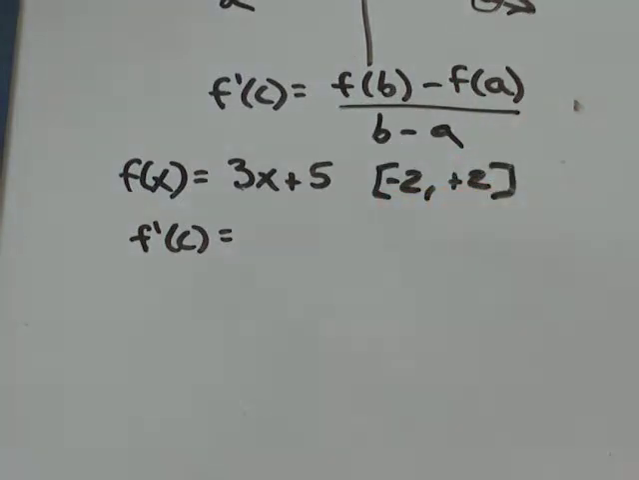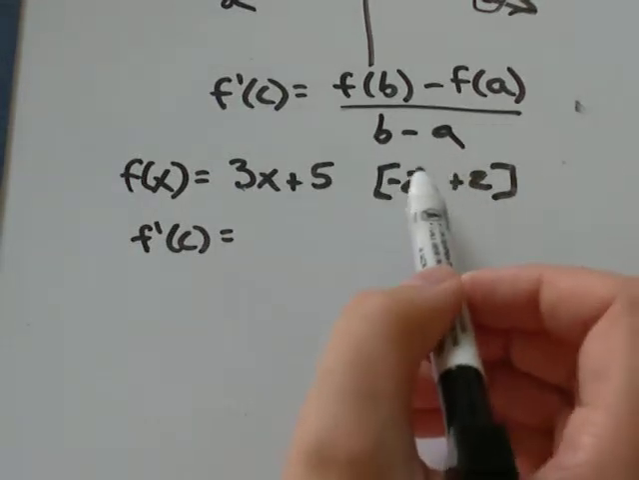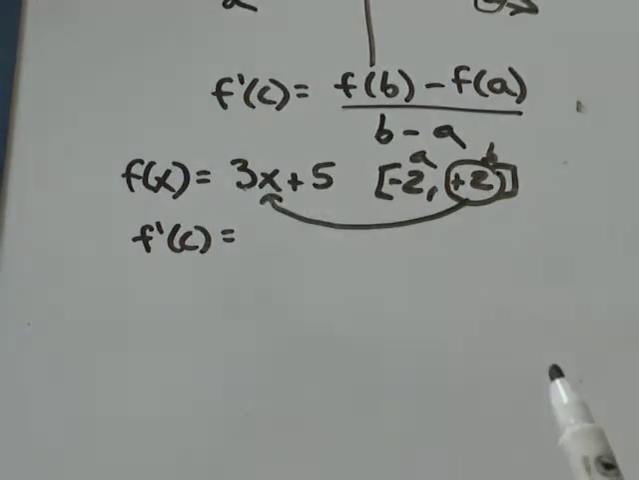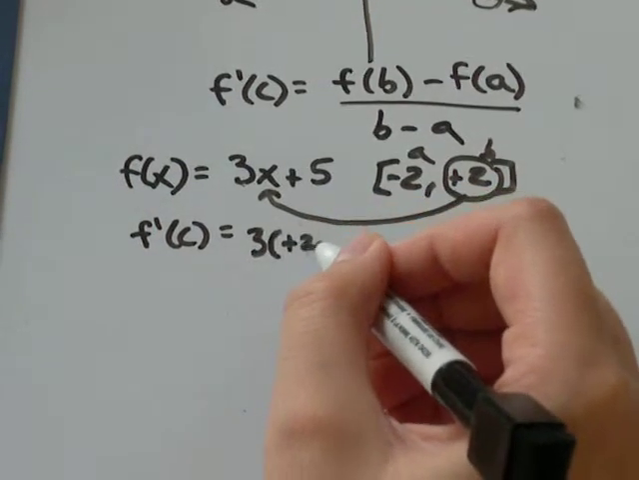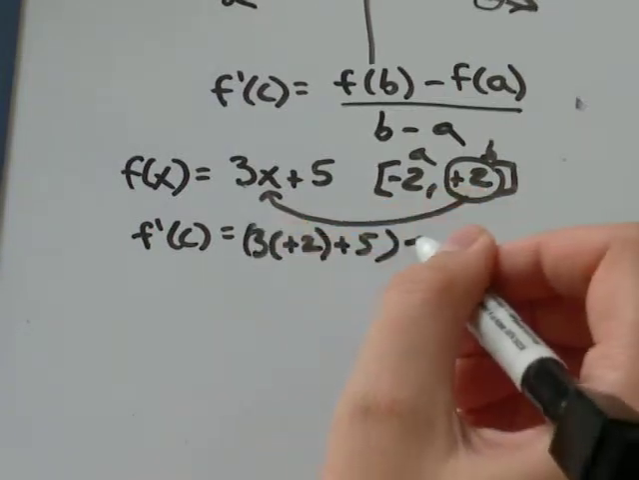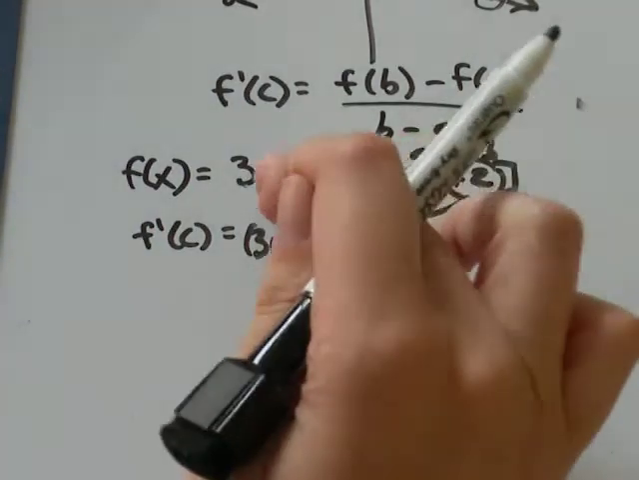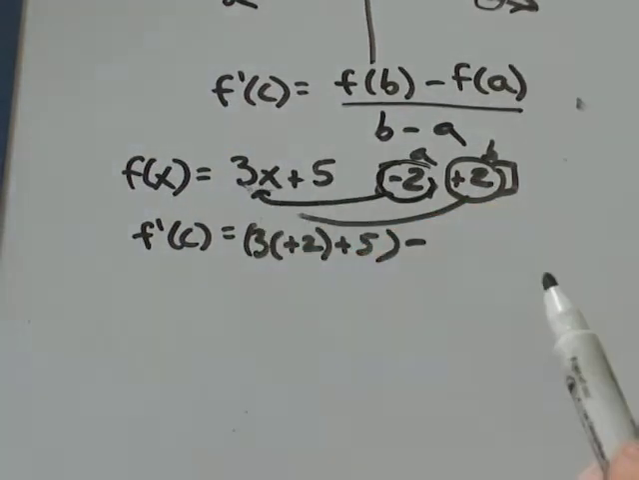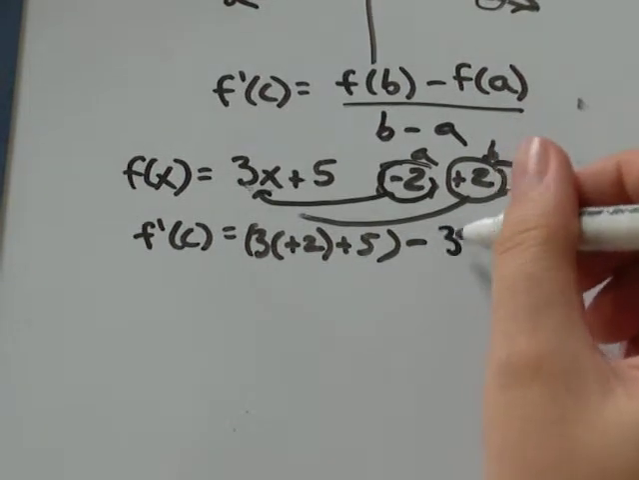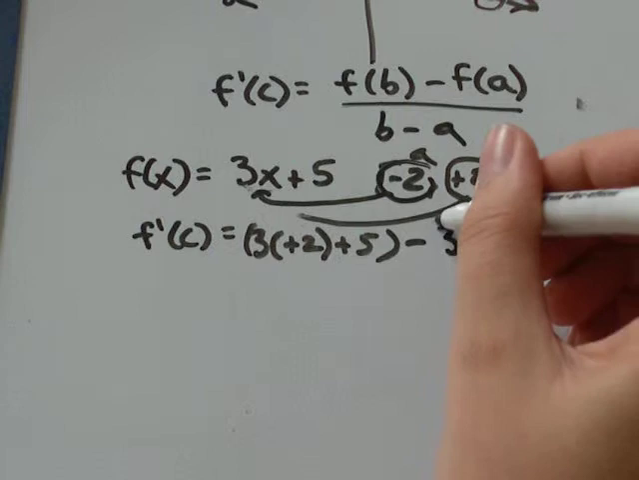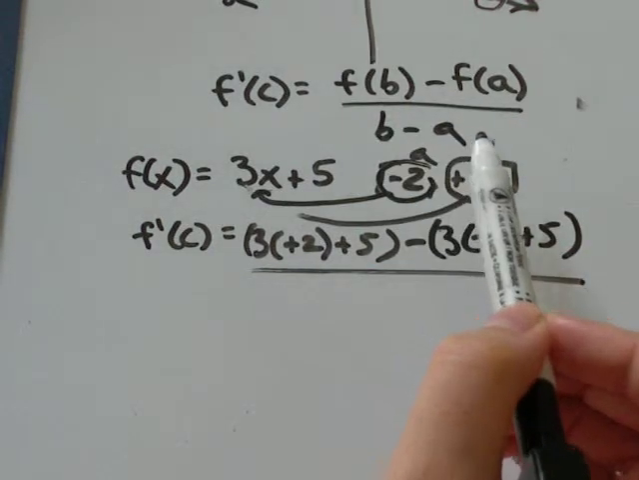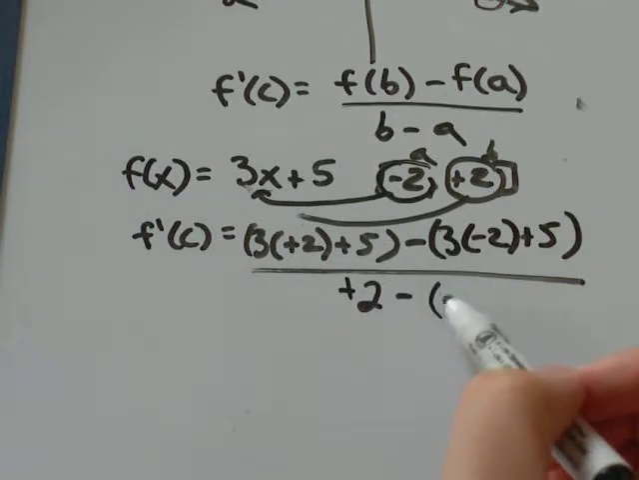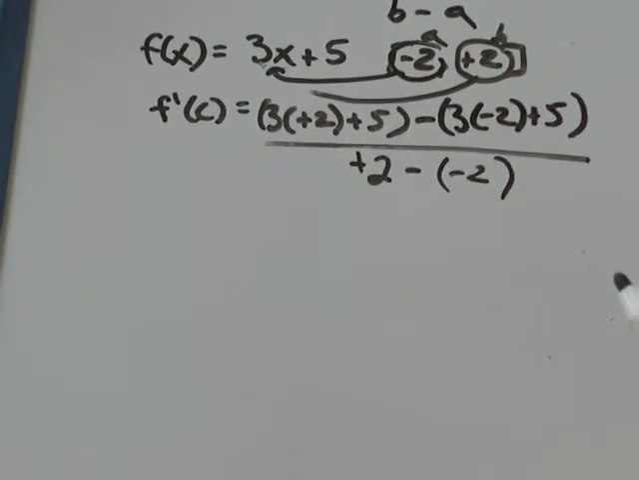-2 to +2. So f of b is insert +2 for the x. 3, +2 instead of x, plus 5, minus f of a. You do the same thing, except instead of inserting the b, you insert the a into the equation where x is. So we would have 3, -2 plus 5 over b minus a. That's just our interval. So between +2 minus -2.